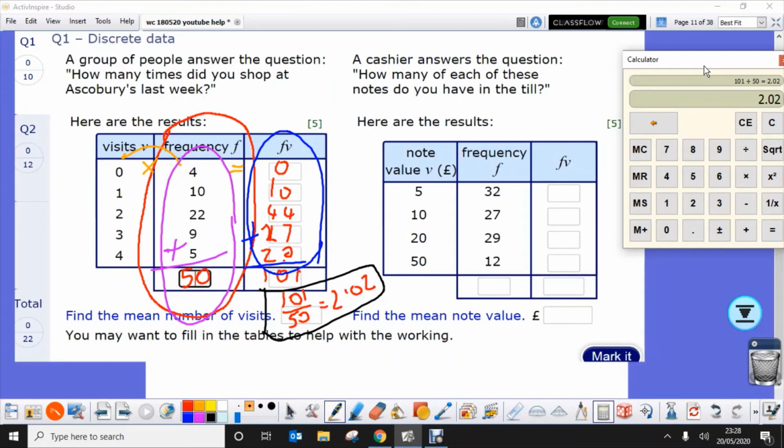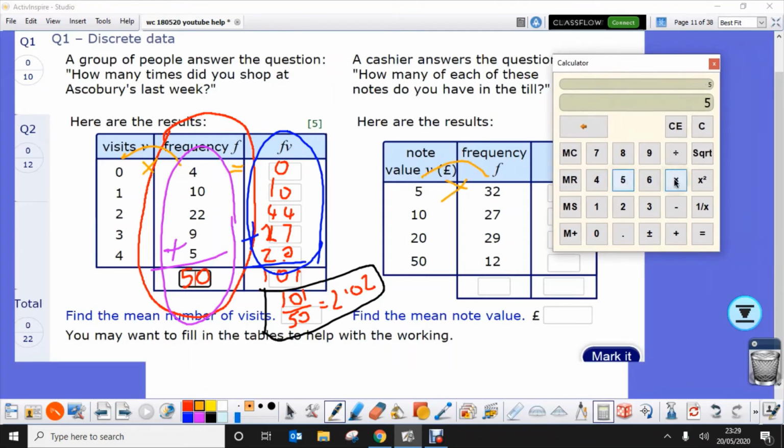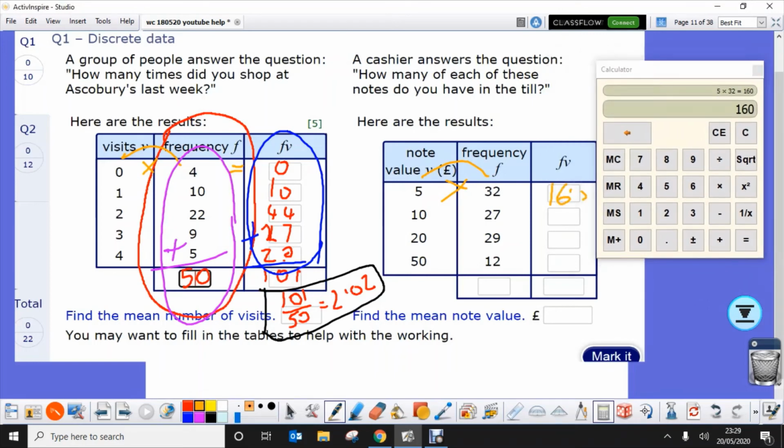Let's have a look at the second one. A cashier answers the question, how many of each of these notes do you have in the till? So again, step 1, multiply across. So 5 times 32, 160. 10 times 27, 270. 20 times 29, 580. 50 times 12, 600.